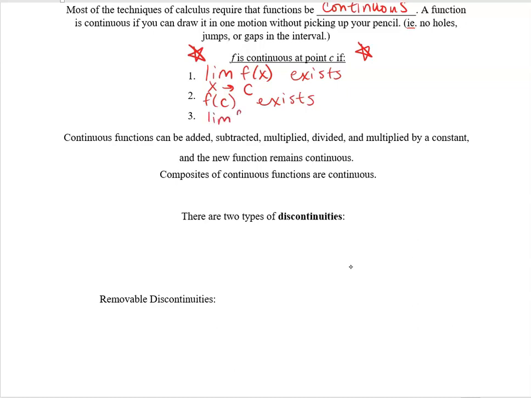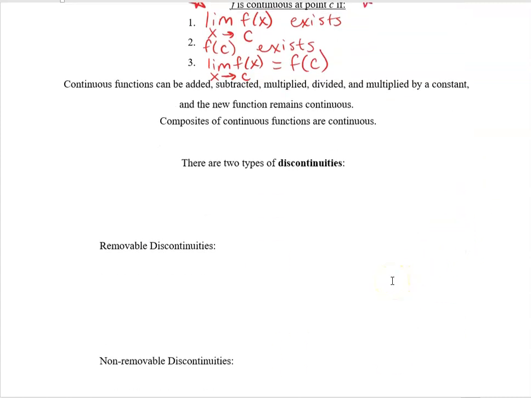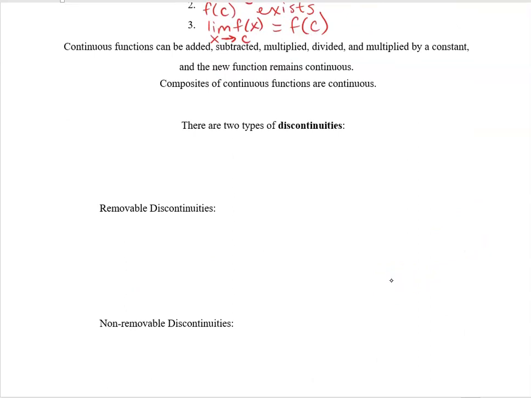So in other words, if the limit of the function as x approaches c, the overall limit, exists, and if that equals f of c, then we know we are continuous at a particular point. Functions that are continuous can be added, subtracted, multiplied, and divided, and we're still continuous. So in other words, we can combine functions in any of these ways, and as long as we're combining continuous functions, the combinations are still continuous. Additionally, so are composites. So in other words, f of g of x. If f is continuous by itself and g is continuous by itself, so is f of g of x.